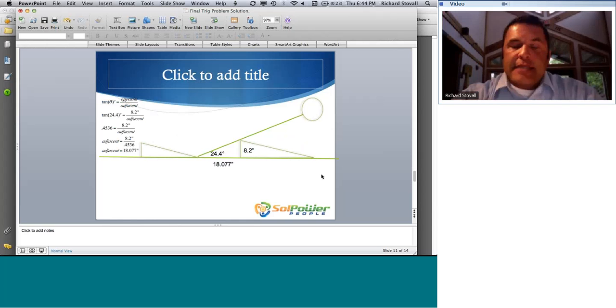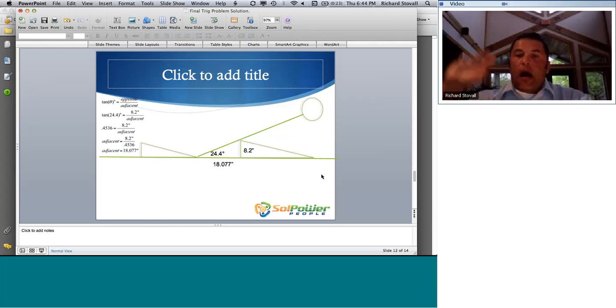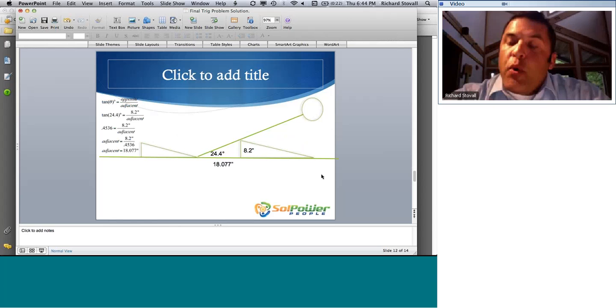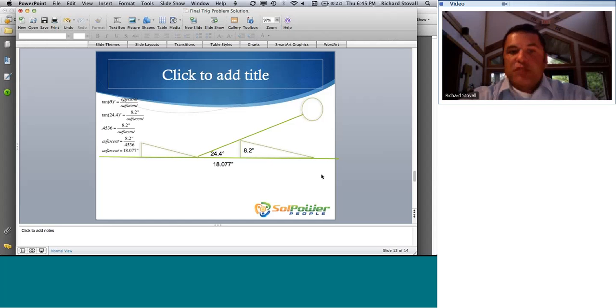And it's the same process as before. You've got an angle of 24.4 degrees. You have an opposite side that's 8.2 inches. Then how long is the shadow between those two points? And basically, you take the tangent of 24.4 degrees is equal to 8.2 divided by the adjacent, which means that 0.4536 is equal to 8.2 divided by the adjacent.